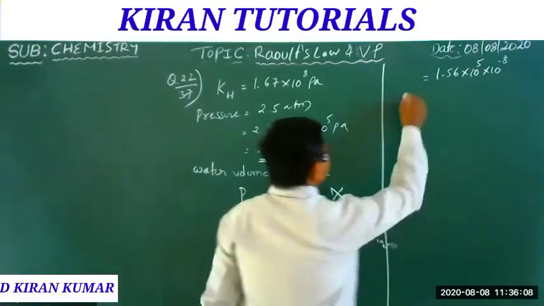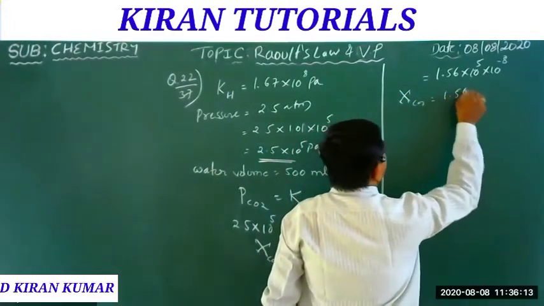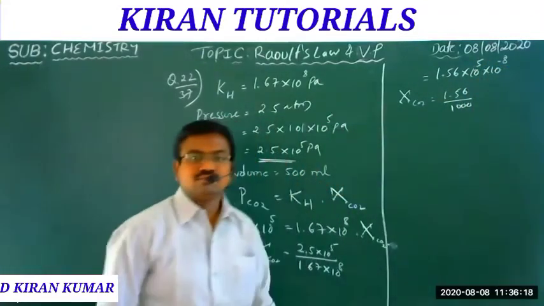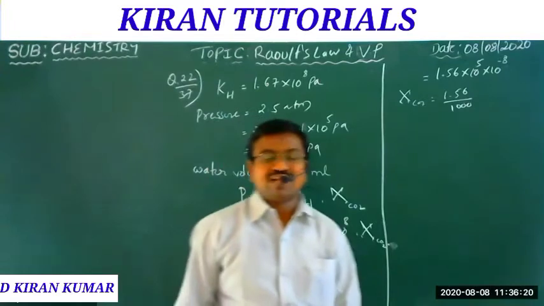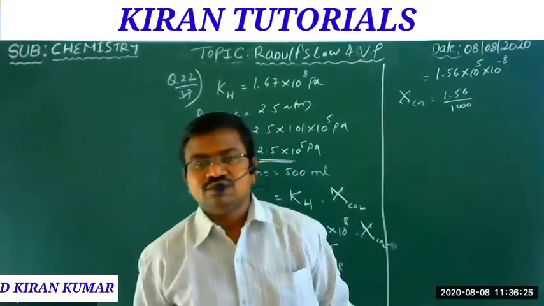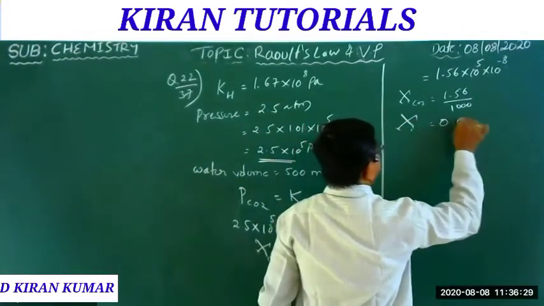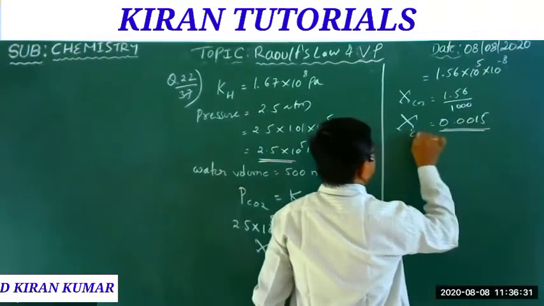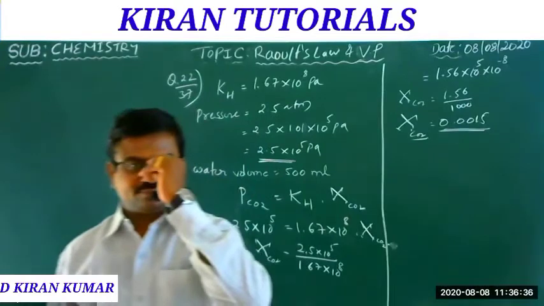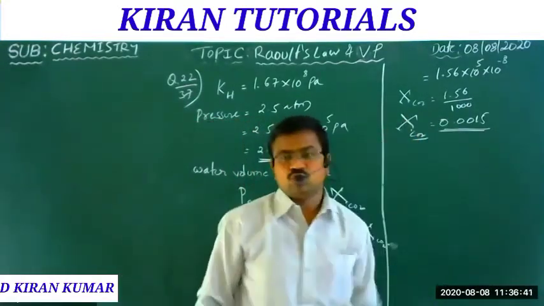Then the mole fraction of CO2 is equal to 1.56 by 10 power, 5 minus 8, that is minus 3, so 1 by 1000. So 3 zeros are present, so 0.0015. Okay. That is about the mole fraction of CO2.